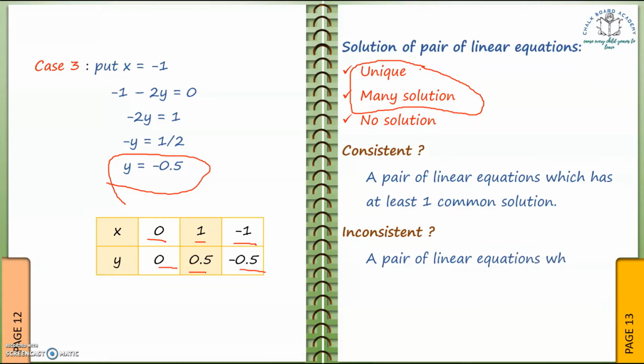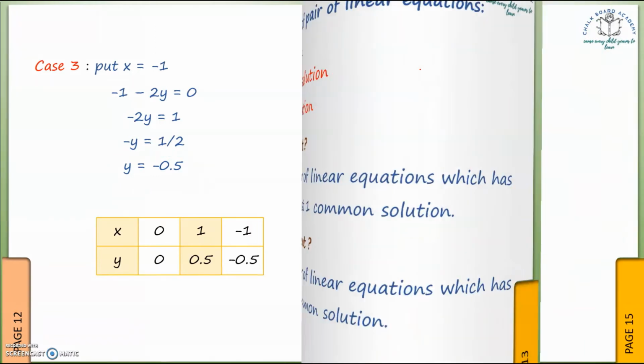So whenever in a question you are asked to tell whether these equations are consistent or inconsistent, if they do not have any common solution, then you will say that they are inconsistent. That is, if we draw a graph and we get parallel lines, then they are inconsistent, and if we get coinciding or intersecting lines, then we say they are consistent to each other.